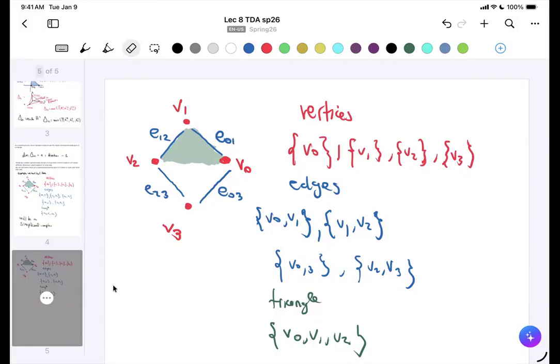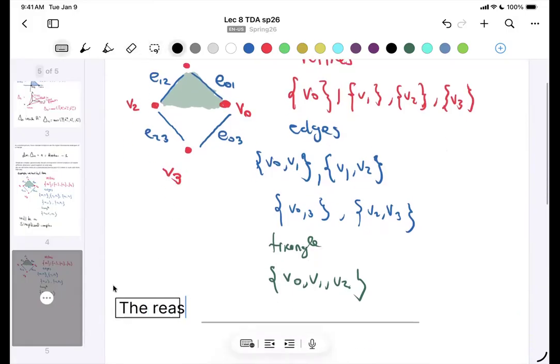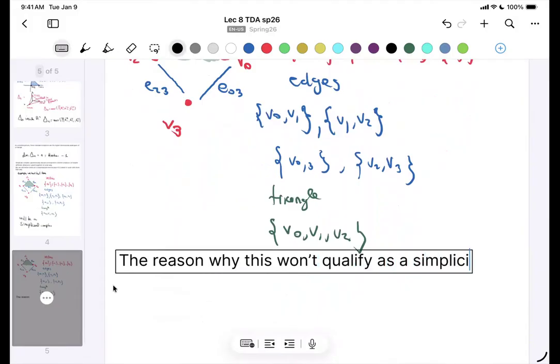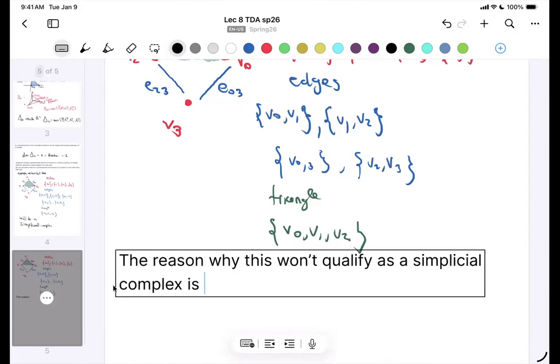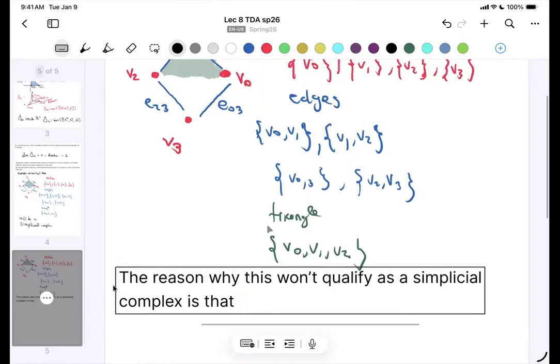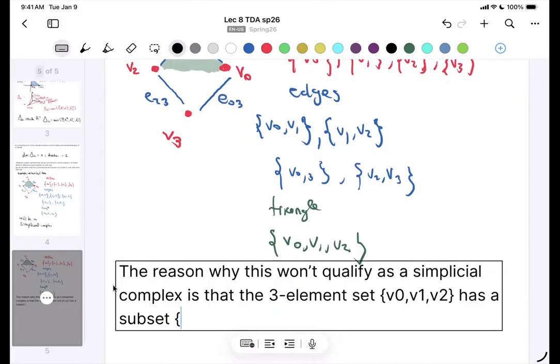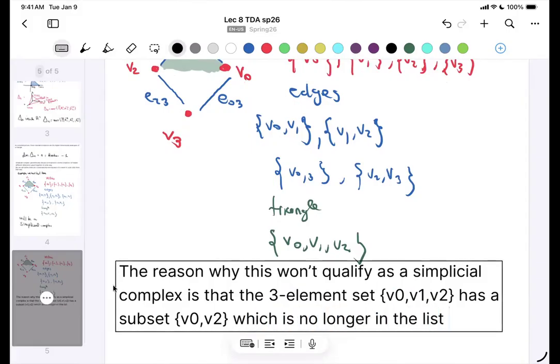So the reason why this won't qualify as a simplicial complex is that the three element set, which is V0, V1, V2, has a subset, which would be V0, V2, the one that I deleted, which is no longer in the list that determines the complex.